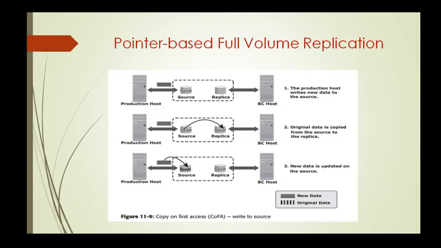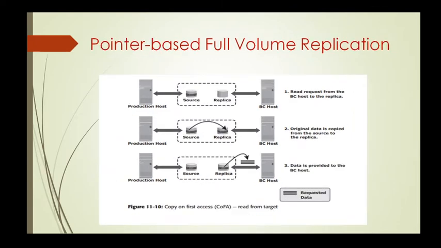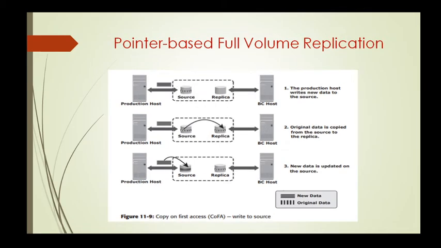So when a write is issued to the source for the first time after replication session activation, the original data at the address is copied to the target. After this operation, the new data is updated on the source. This ensures that the original data at the point in time of activation is preserved on the target. You can see in figure 11.9, it is nothing but a copy on first access, that is COFA, write to the source.